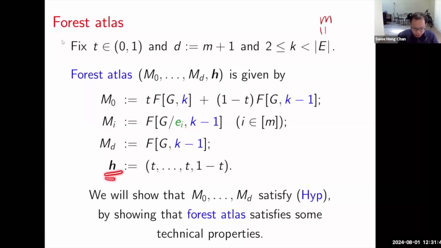Okay, and our h here, which is our vector, the first m entries will be t, the last entry will be 1 minus t. And the goal of at least our plan to prove this forest matrix is to show that all of these matrices here satisfy the hyperbolic property. And then after that, if you take t equal to 1, you take the limit as t goes to 1, then you solve the Forest matrix theorem. Then you get that this matrix also satisfies the hyperbolic property. That is our goal. Up till here, is everybody clear with the definition of the Forest atlas?